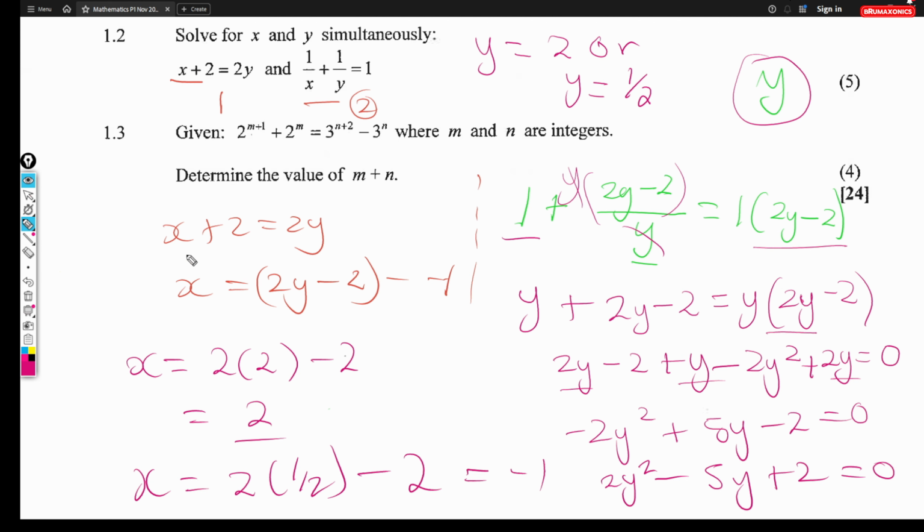So that means that our final values will be as follows. 2 and 2, and then the other one will be negative 1 and 1 over 2. So this will be our final answer for this particular equation. So I hope that you do understand. If you don't understand, please comment, and then I'll come back to you.